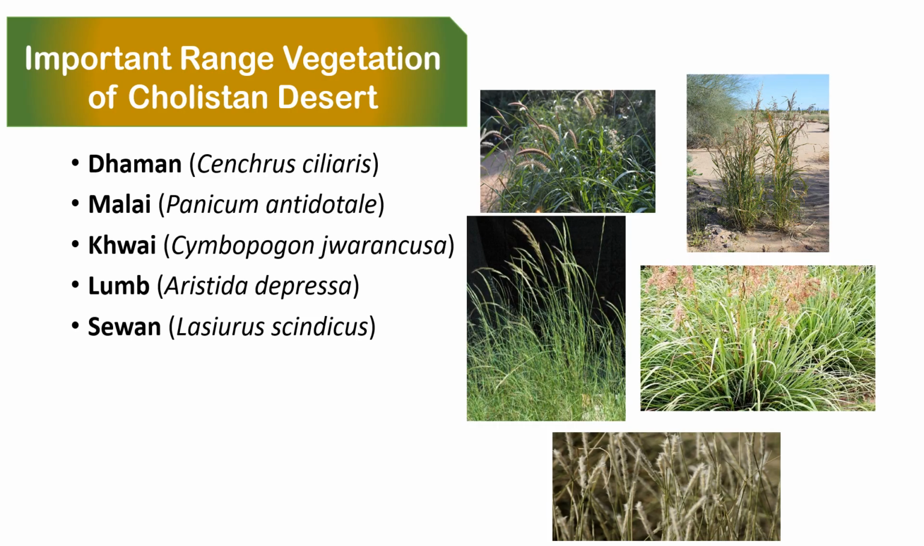So, what is the importance of range vegetation in the Cholistan desert, and what are the important range vegetation present there? The most important and most widely spread grass is dhaman, which is called Cenchrus ciliaris. It is mostly present in the rangelands, and animals readily feed on it, mostly buffaloes, cows, as well as goats.